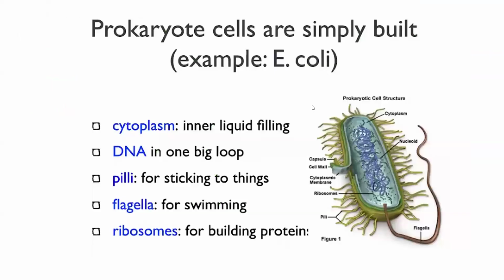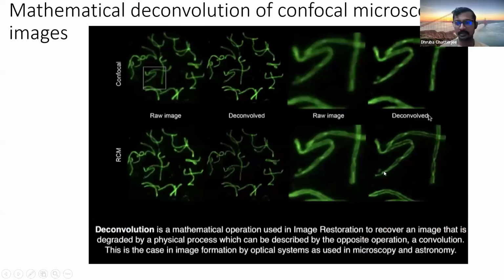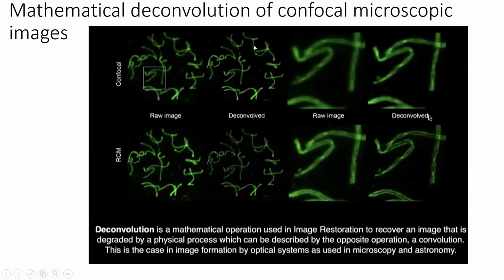Okay, so these are the images of microtubules, the previous images. These are images of cytoskeletal elements. So basically, these are actin filaments.